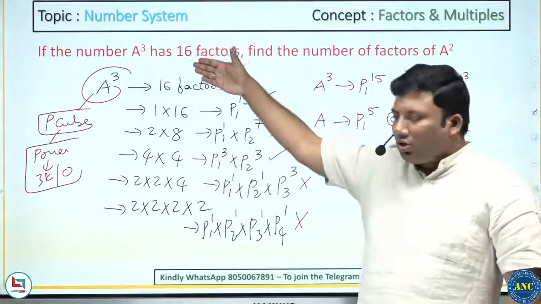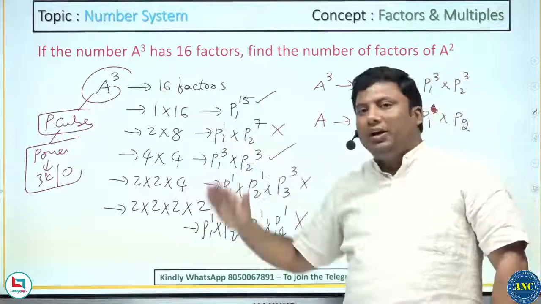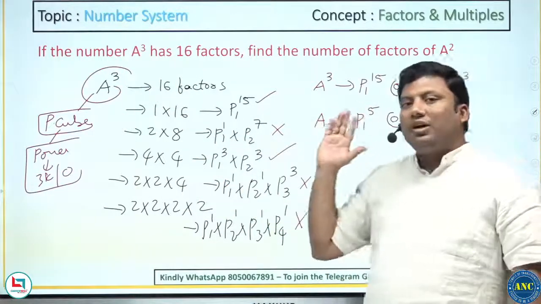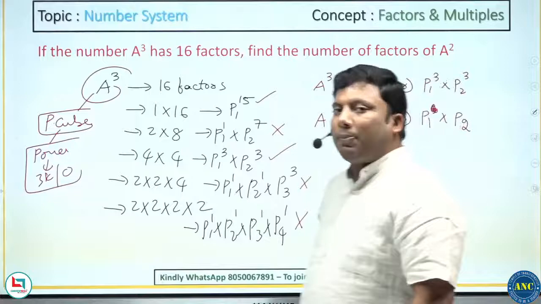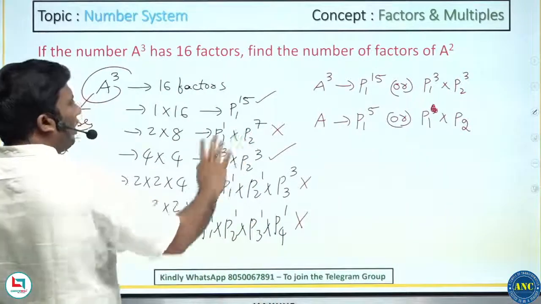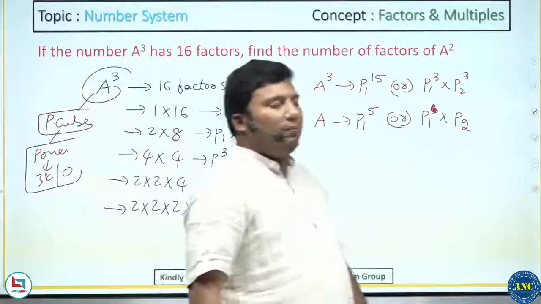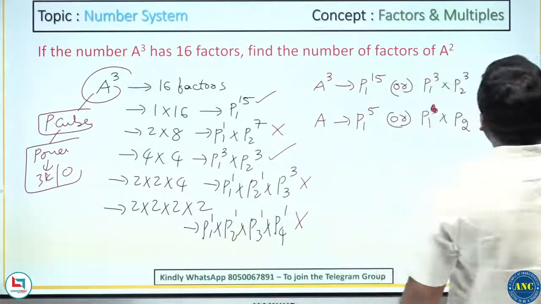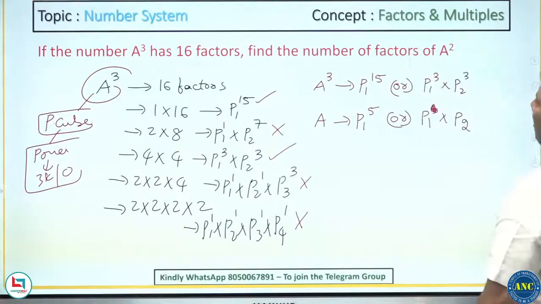16 factors, I wrote all the cases. A cube, it is a perfect cube. Perfect cube power will be a multiple of 3 or 0. 7 out, 1 1 out, 1 1 1 out. So a value will be p1 power 5 or p1 into p2.